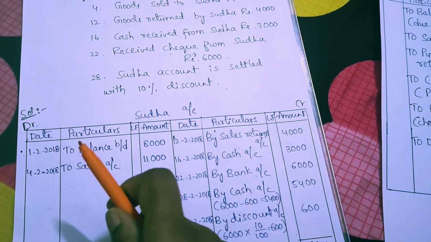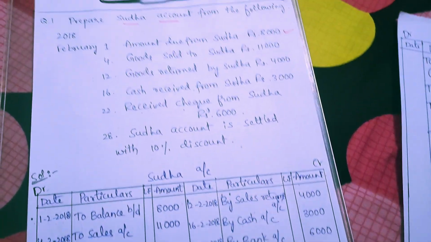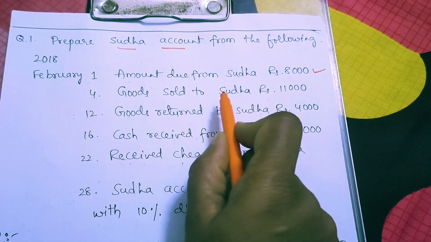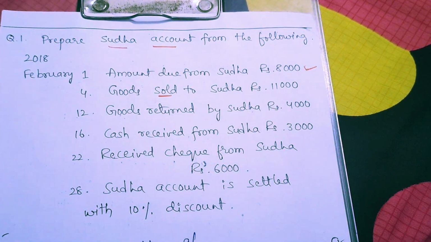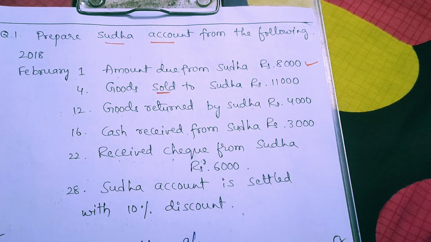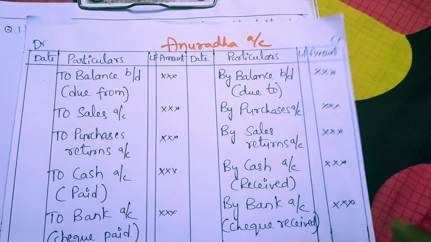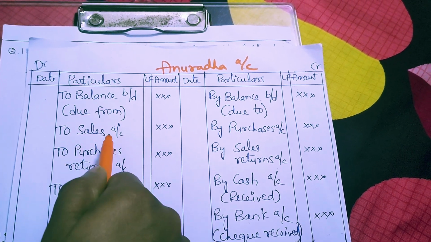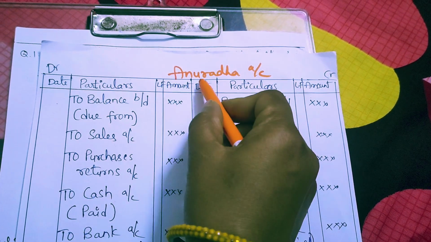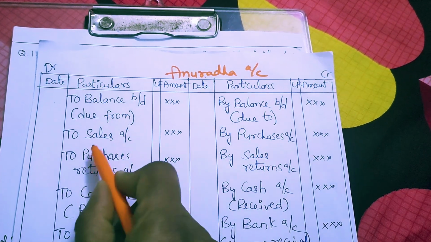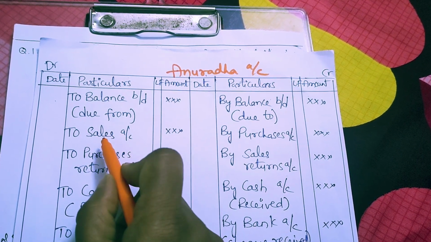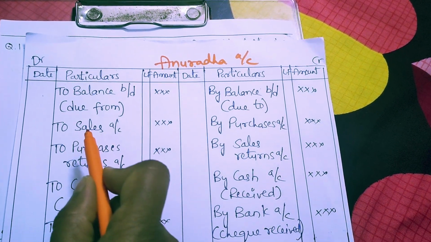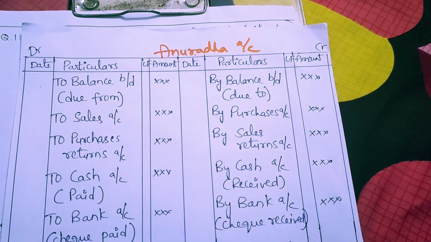Okay. Now next one. Fourth date, goods sold to Sudha. Sold means sales. Now see the pro forma. Which side do we have sales? Debit side, to sales. If we sold goods to Sudha, we have to record on the debit side. If the business is selling any goods, it is always on the debit side. So sales we should record on the debit side.